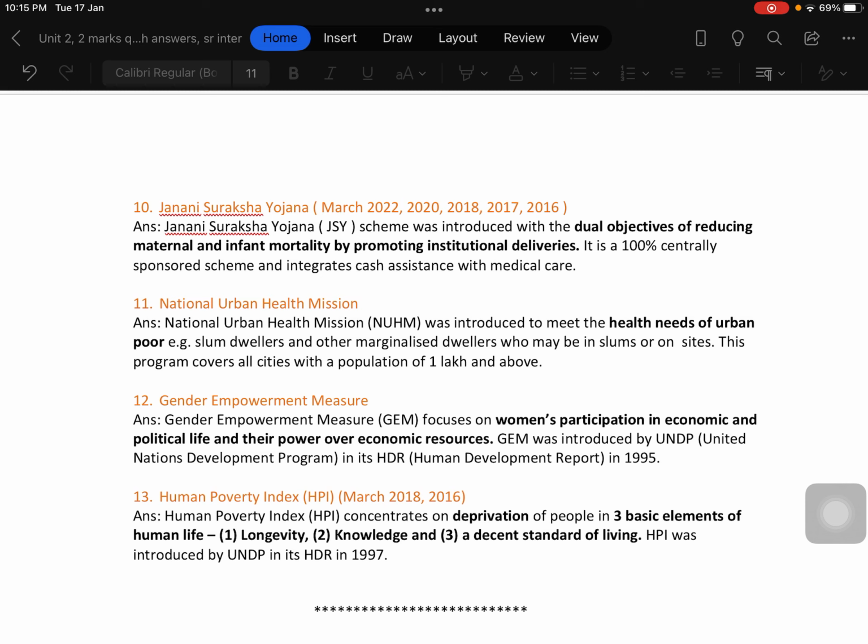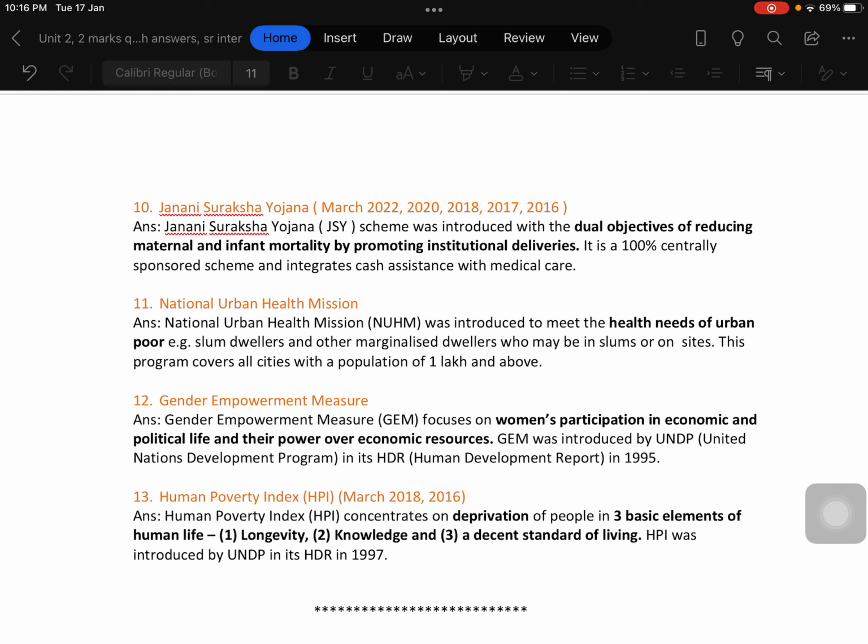So the Janani Suraksha Yojana scheme, JSY, was introduced with the dual objectives of reducing maternal and infant mortality by promoting institutional deliveries. Because of the lack of institutional deliveries, these two rates are very high in underdeveloped countries. Both the maternal mortality and the infant mortality rates are high because of lack of institutional deliveries. So if institutional deliveries are promoted, automatically both the maternal mortality and the infant mortality rate can be controlled.